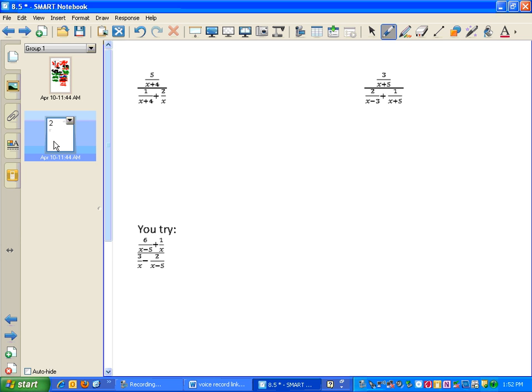But don't look at it as one big fraction. Break it up, all right? Is the numerator simplified? Do I have to get a common denominator for the numerator? I'm going to leave it as 5 over x plus 4, and I'm going to simplify that denominator. Okay? I have 1 over x plus 4 plus 2 over x.